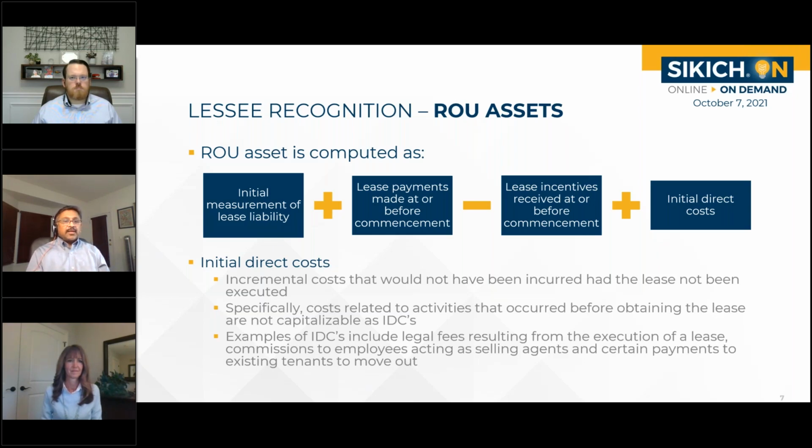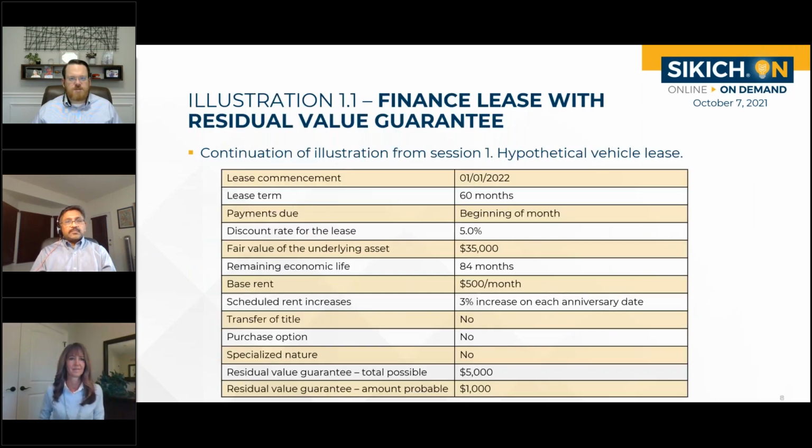Okay, let's look at some illustrations of the concepts we just covered. Greg? All right, thanks, Silas. We are going to show you a few illustrations of the concepts throughout the training.